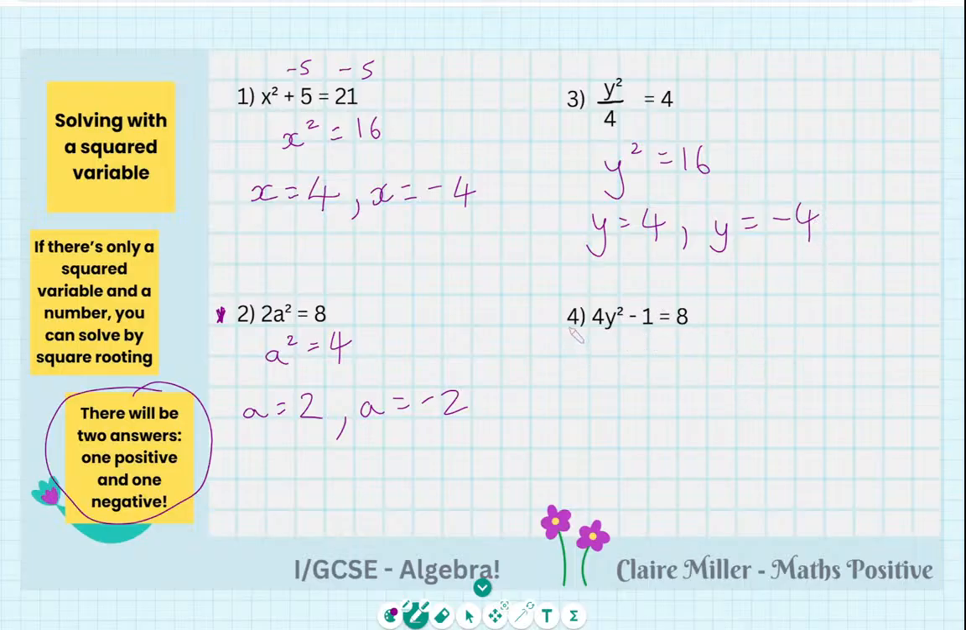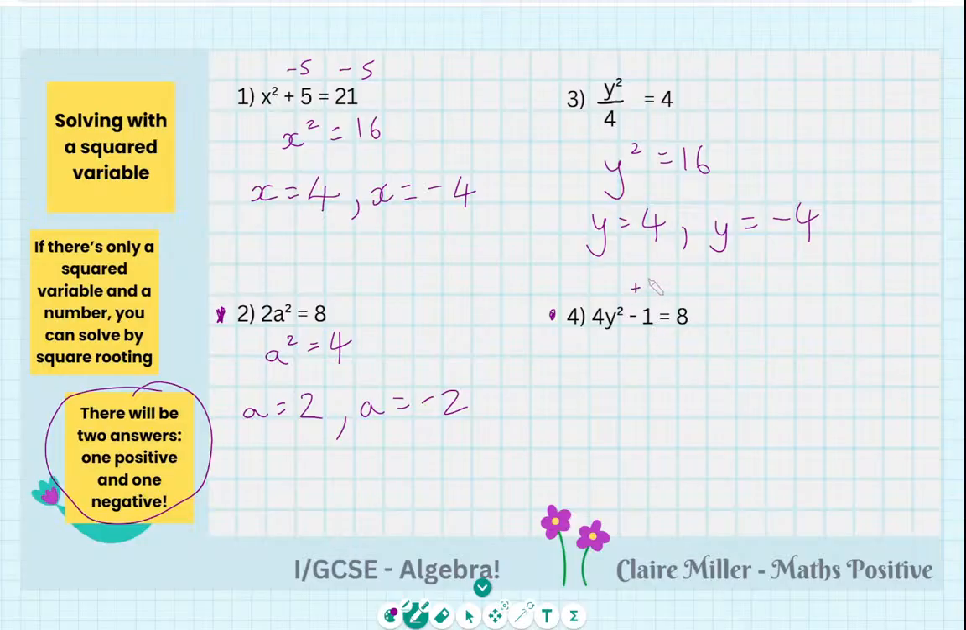Brilliant. One more. So they can get a little bit more complicated. So here we've got 4y squared minus 1 equals 8. But we're still going to use the same order as we did in the previous questions, which is a kind of reverse BIDMAS or BODMAS if you think about it. I always think about it as it's like we're undoing the equation. So we have to do the opposite of what we would do with BIDMAS because it's like we're doing it in reverse. So that's why we undo the adding and taking away first.